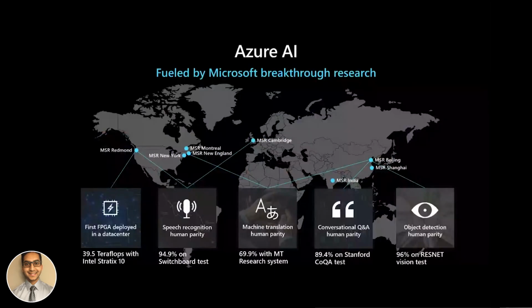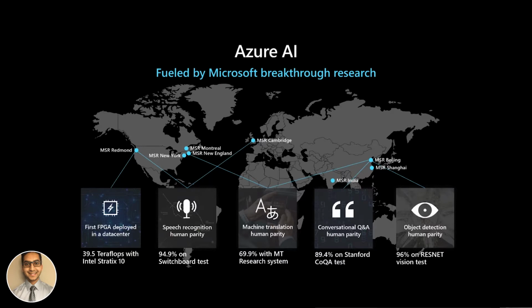And a bit more about the breakthroughs within Azure AI. Essentially, we were the first to reach human parity across different categories such as object detection, machine translation, speech recognition, and even conversational Q&A on different metrics like the Stanford CoQA test, the Switchboard test, which is speech to text. And human parity really means that the AI model is performing on par with what the average human would be capable of. So for example, if we look at the ResNet, 96% on the ResNet vision test, that means the average person might be just as accurate at detecting certain objects.